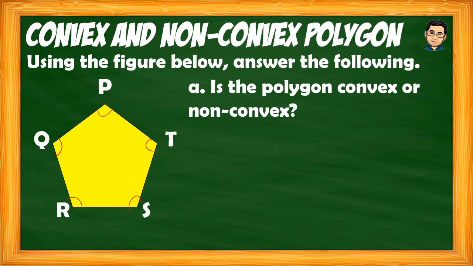Okay, and then, pwede ba tayong makapag-draw ng diagonal inside the pentagon? So, let's try. Yan. This is an example of diagonal. What else? Ito. Diagonal din yan. Okay. So, therefore, our figure or polygon is a convex polygon.